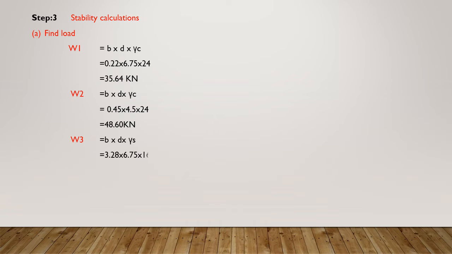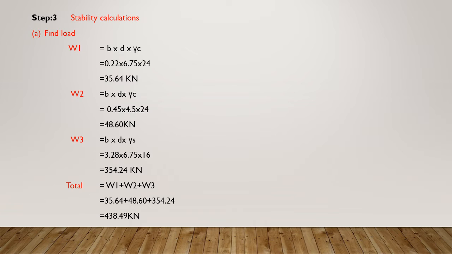So step number 3, stability calculation. First one, find the load. W1 is equal to b into d into gamma c. b is a known value 0.22, and d is the height of the stem 6.75, and gamma c is the unit weight of concrete, 24. Then W1 is equal to 35.64 kilonewton.